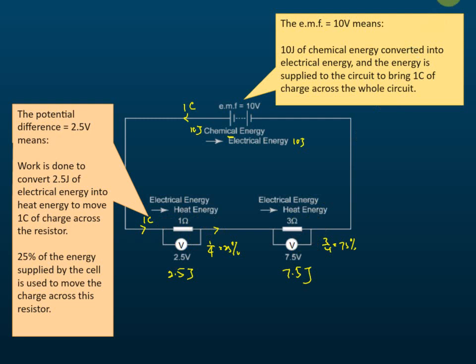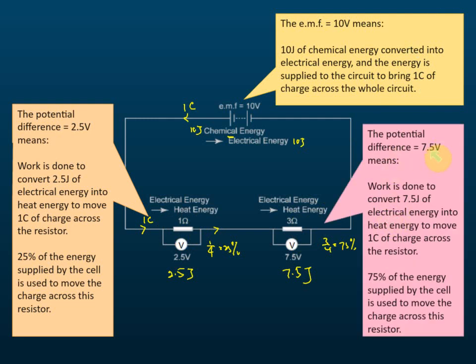Then how about this one? This one, the potential difference 7.5 watt. So it means work is done to convert 7.5 joules of electrical energy into heat energy to move 1 coulomb of charge across the resistor. And this is 3 ohm. 3 ohm means 3/4 of the load resistance. So therefore, it's 75% of the energy supplied by the cell that is used to move the charge across this resistor. So that is the meaning of EMF and potential difference.